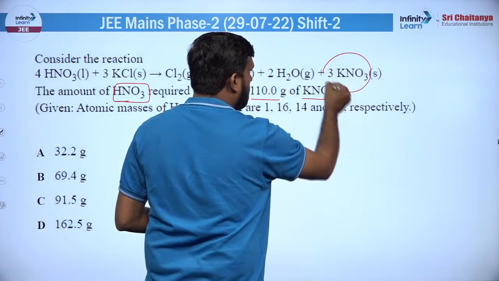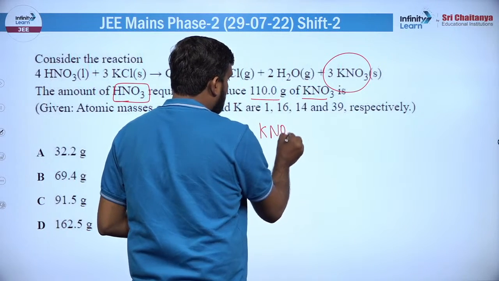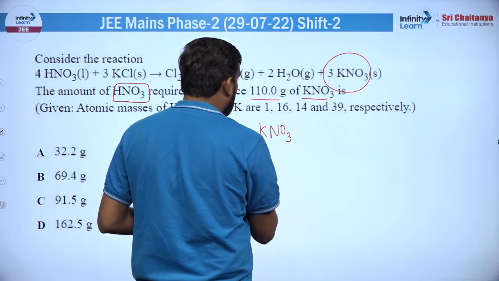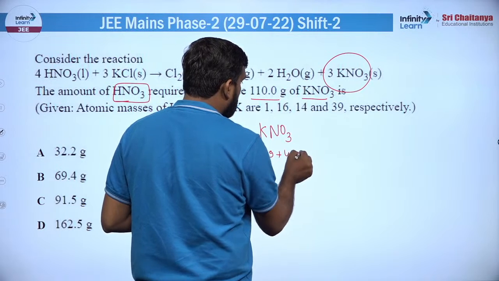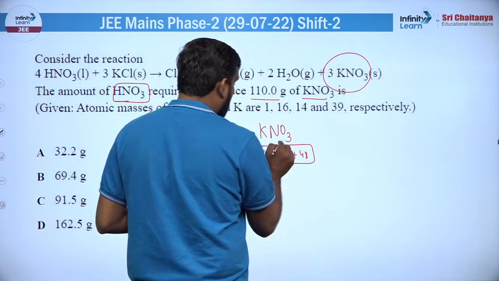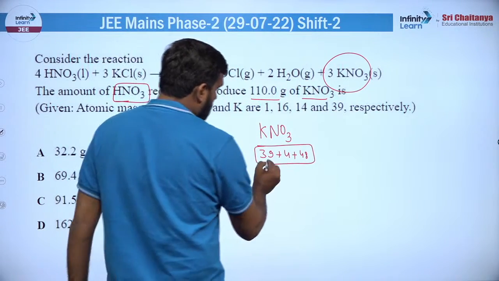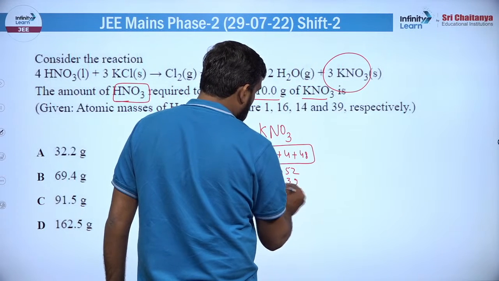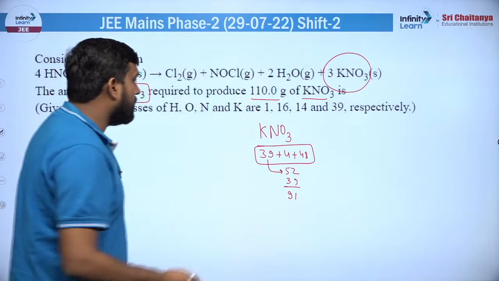Let's go for the molar mass of KNO3 first. The molar mass of KNO3 will be equal to potassium is 39, okay, nitrogen is 14, and the oxygen is 16 into 3, that is 48. So it will have a total value of 52 and 39, which is something like 91. Okay. So 91 is the molar mass of it.